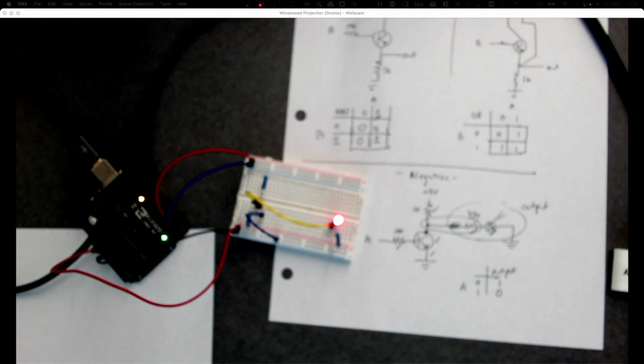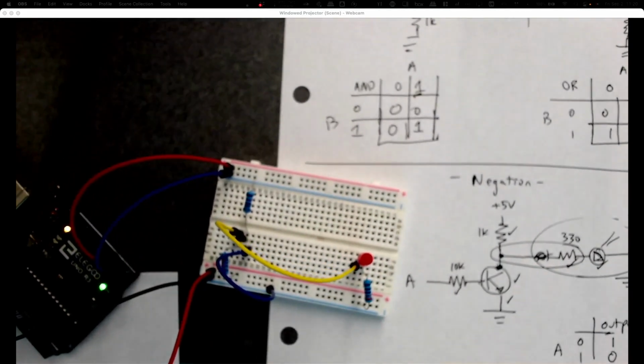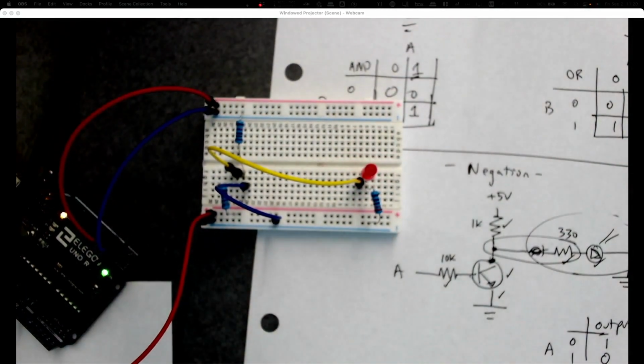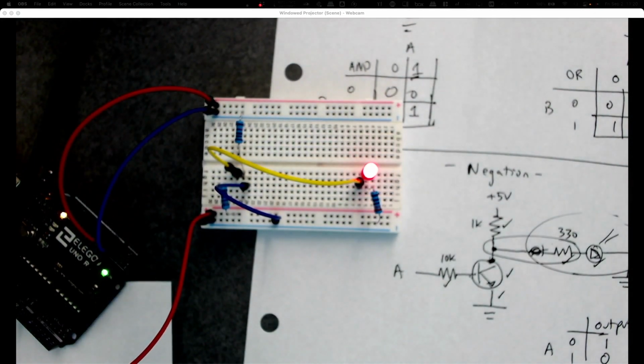Oh, and I'm sorry, it's all blurry. Hold on. Didn't realize that. Okay, is that better? Okay, so let's make sure, that's still a little blurry.